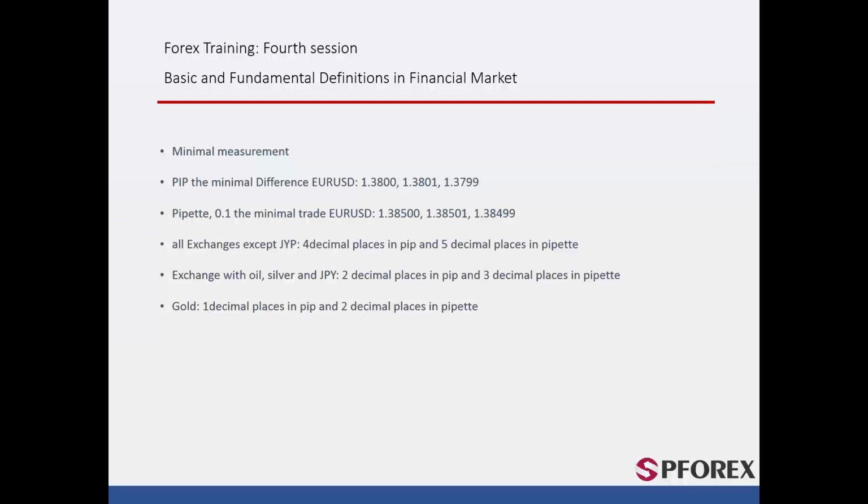If you divide 1 pip by 10, you will have 10 pipettes, which will add 1 extra decimal digit to the currency pair value. For instance, if the euro against the US dollar is shown as 1.38500 and it rises to 1.38501 or falls to 1.38499, it has gained or lost 1 pipette respectively.